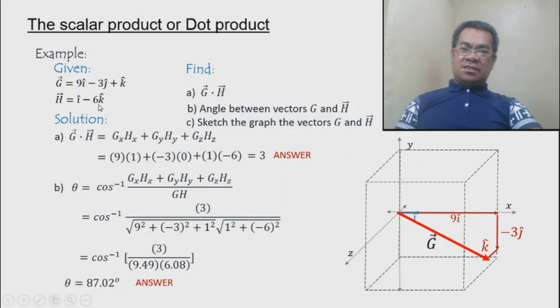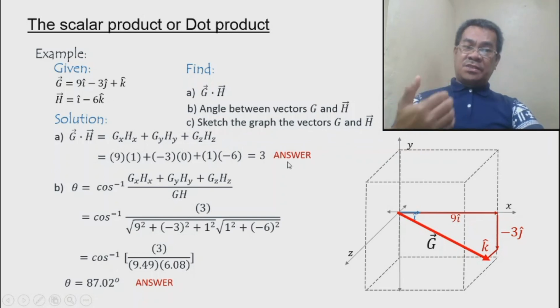Is it towards me or towards you? Because this is negative, it should be towards me. Okay? Towards me. Do you understand? Because towards you is positive. Look at this z-axis. So you have to count 6 units. That's it. There is no y because this is 0 y component.